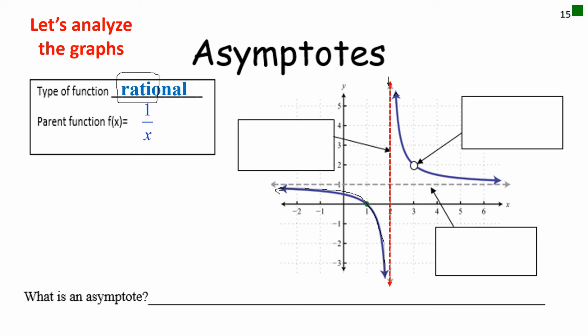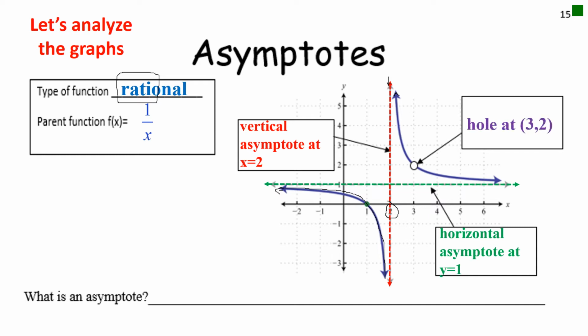Here is a vertical asymptote. What is the equation of this line? Hopefully you said x is equal to 2. Vertical lines go up and down. Find the point that it goes through, and that's the equation of your line. X is equal to 2. Here, this line, here's our vertical asymptote. Excuse me, horizontal asymptote. And the horizontal asymptote is at y is equal to 1.